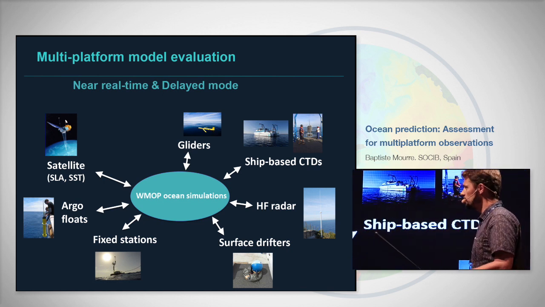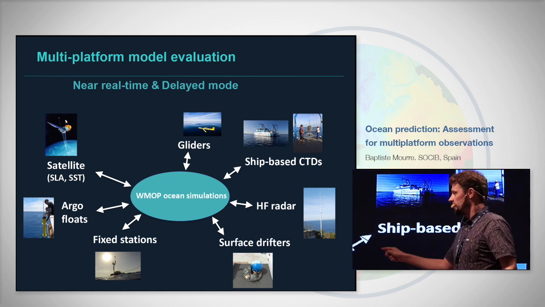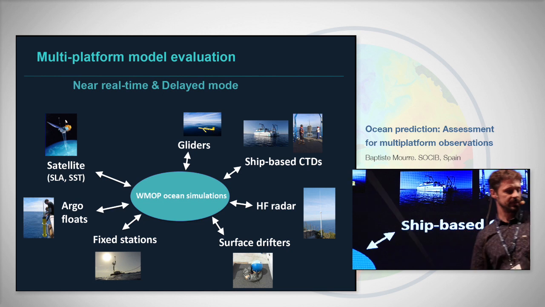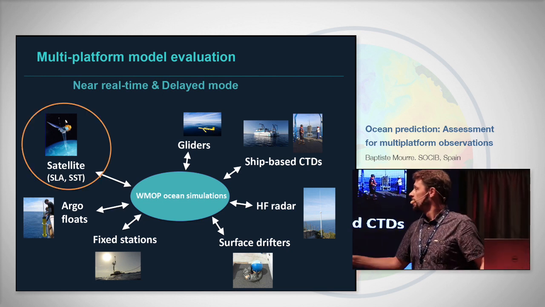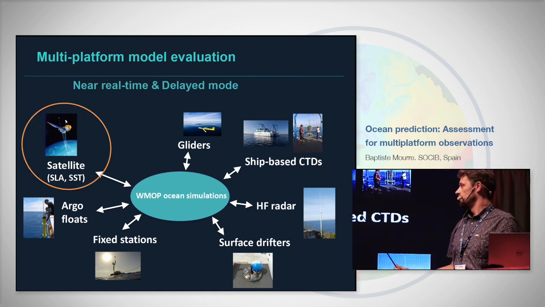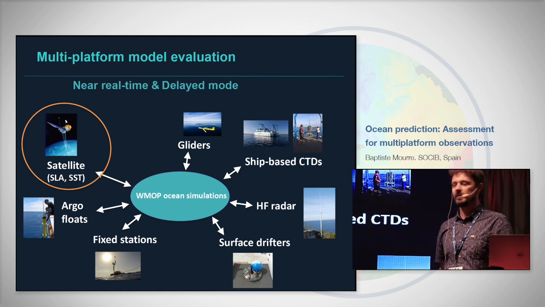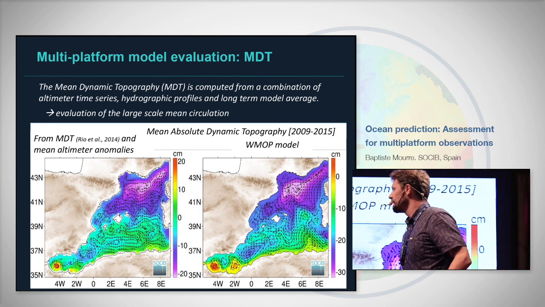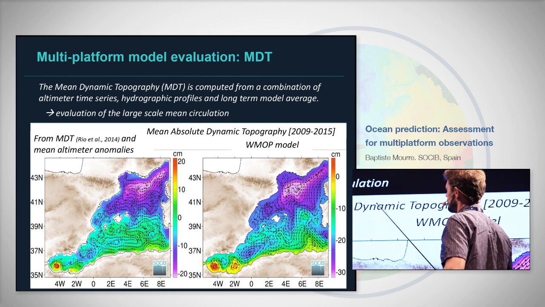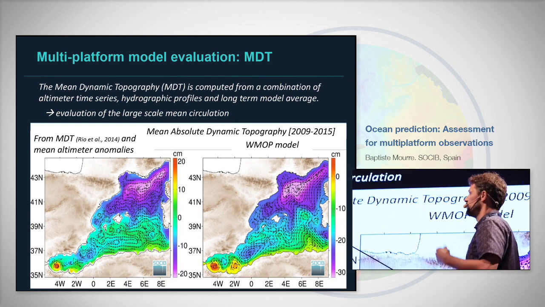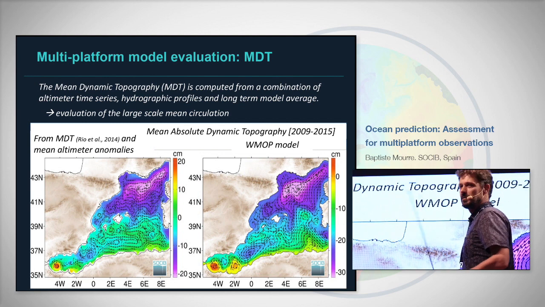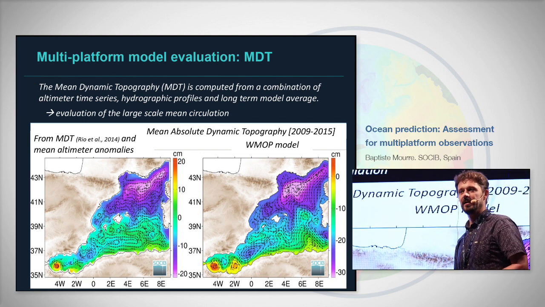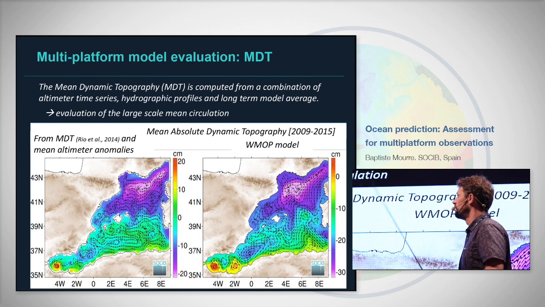So what I will do basically is give you a tour of the different platforms and illustrate what we can get from these evaluations. So I begin with, let's say, the satellite part, even if this one is not only satellite: how do you evaluate the large-scale mean circulation? It's probably the first thing you want to evaluate in the model.